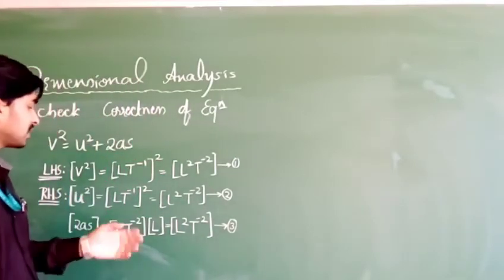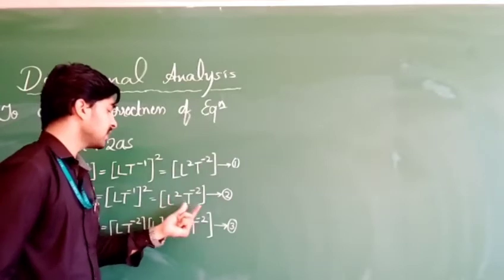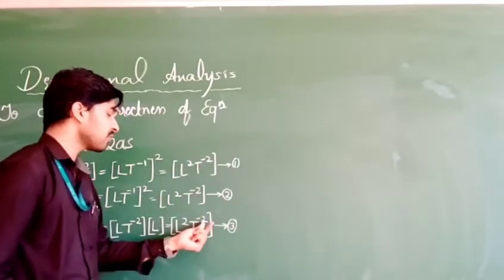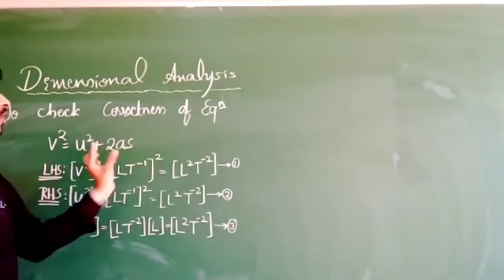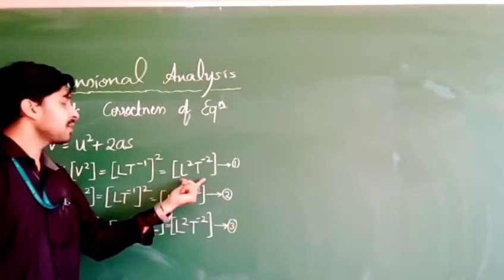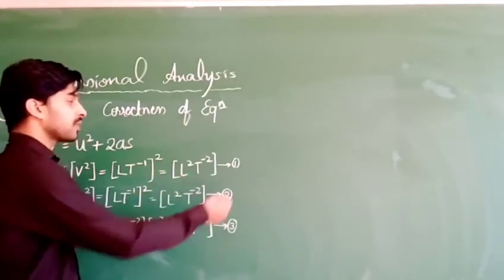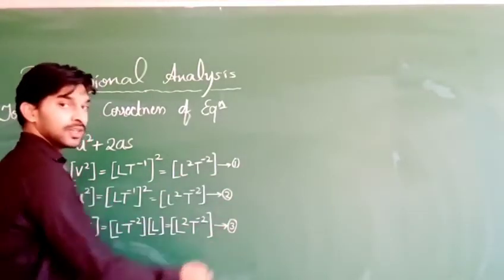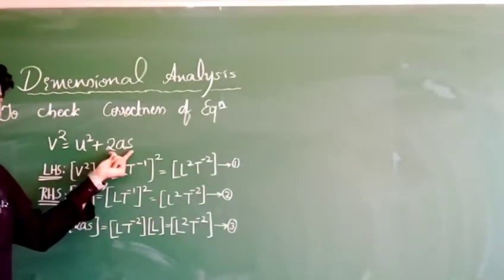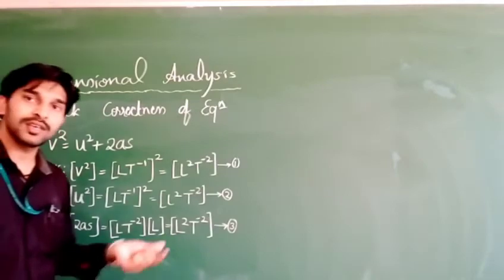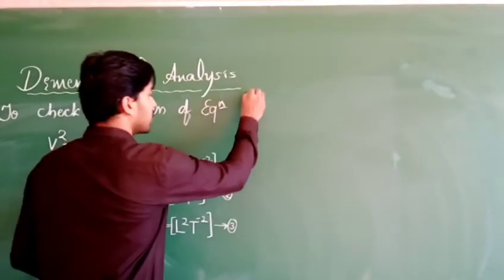So what's the final statement you can conclude? L square t to the power of minus 2, for all three terms. That means all the three terms that they had given are having the same dimensional formula, L square t to the power of minus 2. Clear? From equations 1, 2 and 3, the given equation v square is equal to u square plus 2as is a dimensionally correct equation. Clear? So shall we go to one more example?